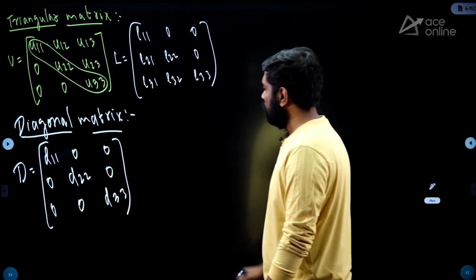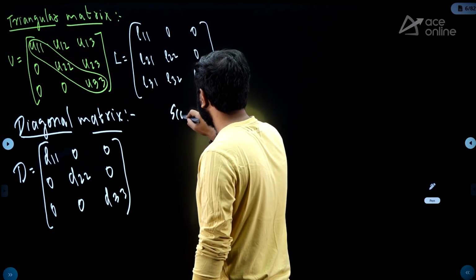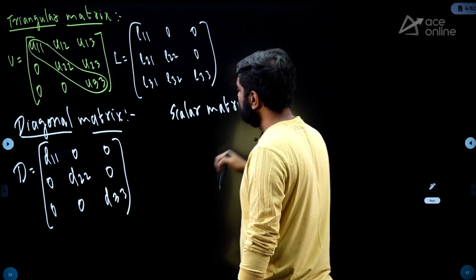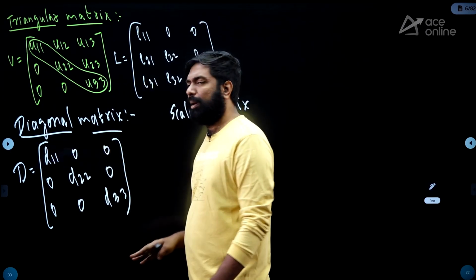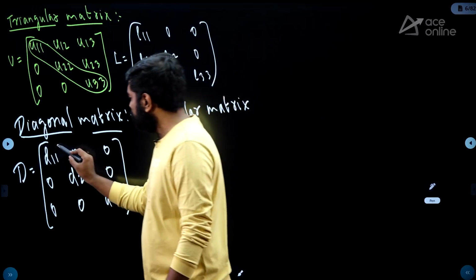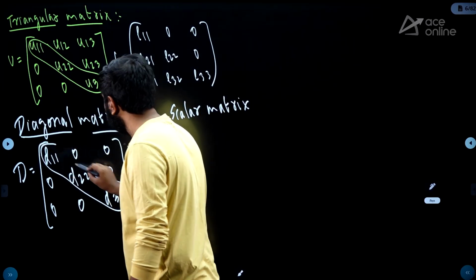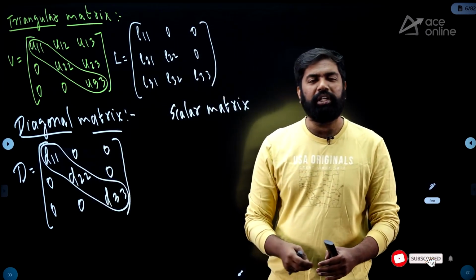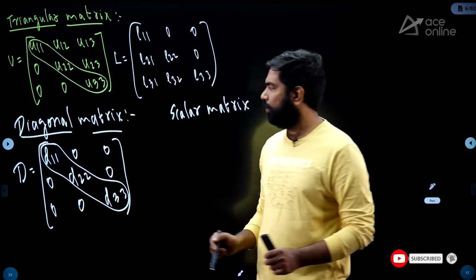So let me also show you what's a scalar matrix. And by the way, what is a diagonal matrix? Apart from the principal diagonal elements, the remaining elements are 0. So this is called the principal diagonal. Above the principal diagonal, below the principal diagonal, whatever elements you have, they are all 0.